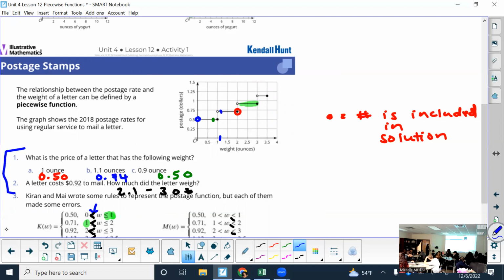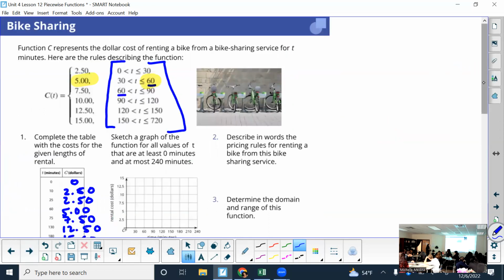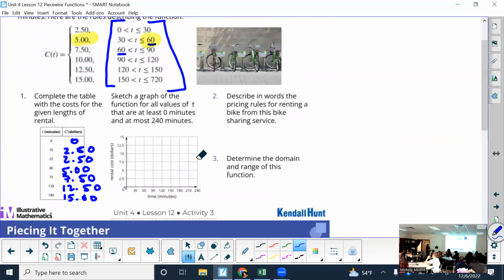Okay, so I'm going to give you, in your groups, 3 minutes to try and answer these 3 parts. So to sketch the graph, describe in words the pricing rules, and the domain and range. So 3 minutes.